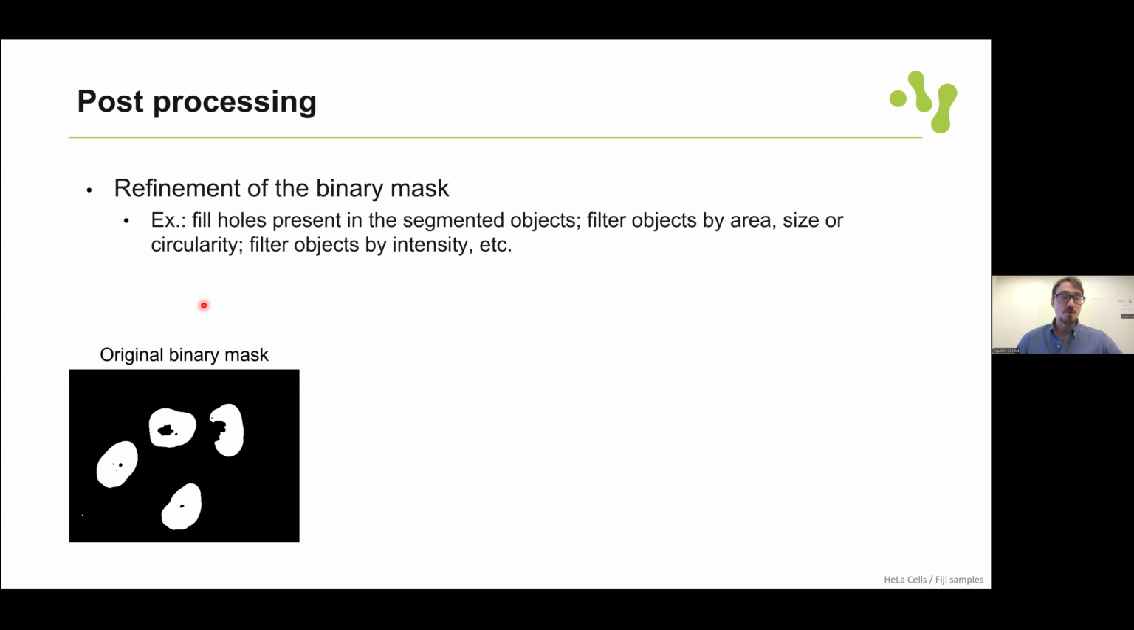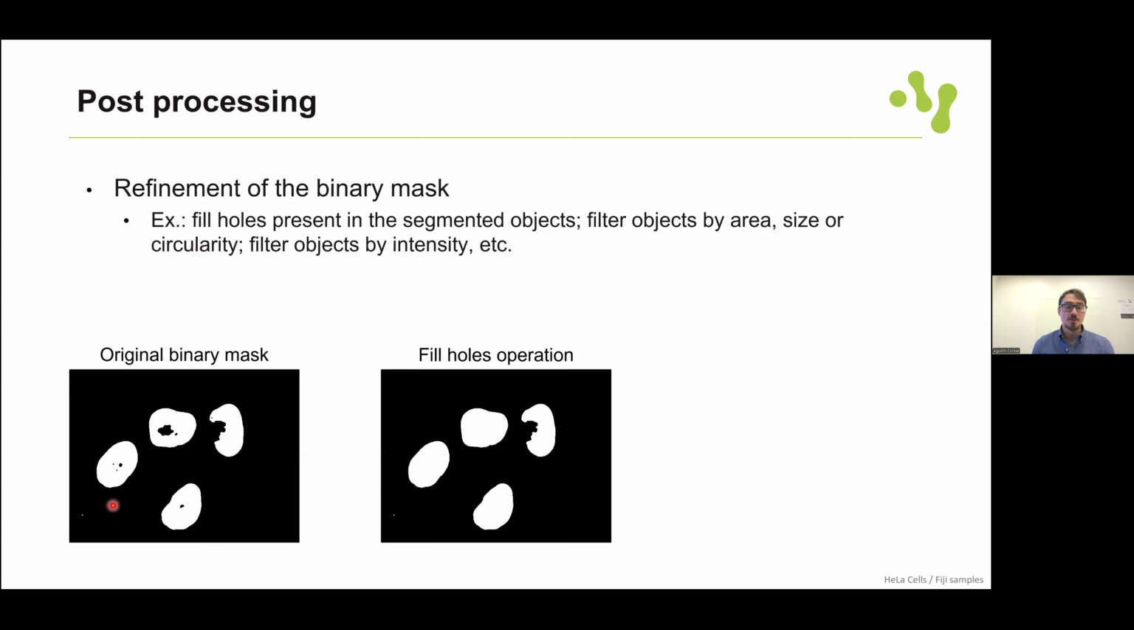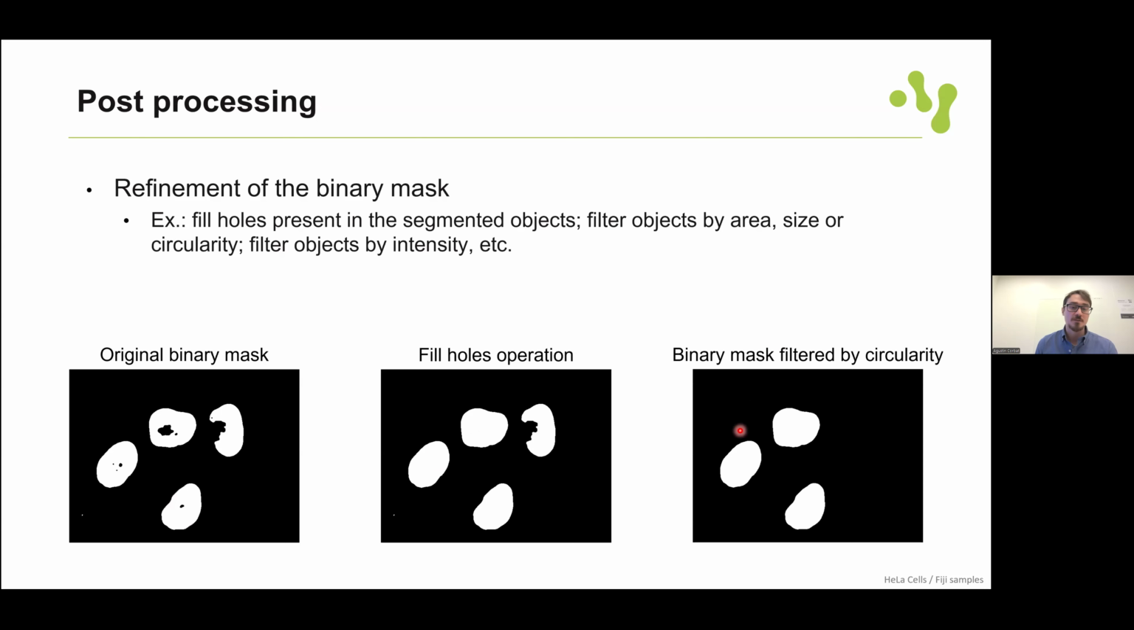Let's say we chose our thresholding algorithm or method, and then we end up with this binary mask. But we say, okay, it doesn't look quite so great. So following, we apply some operation that will fill these holes. This is a piece missing that we cannot really fix at this point. So what we're going to do is filter by circularity, and we end up with these very nicely segmented nuclei.